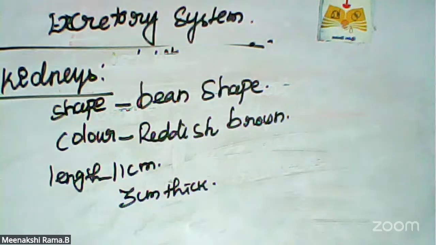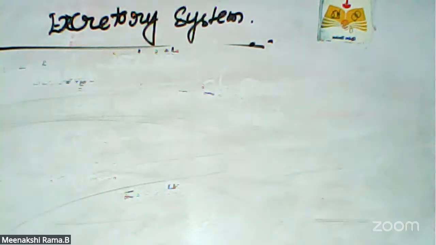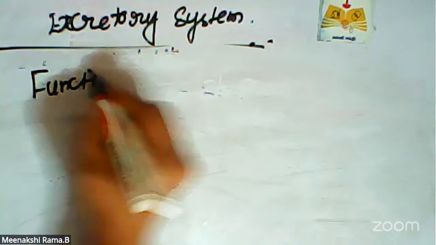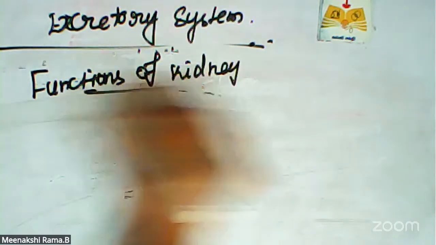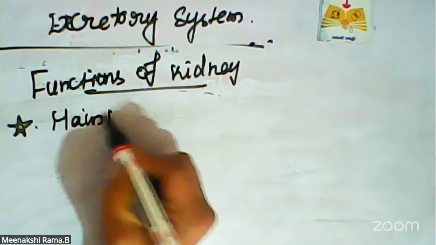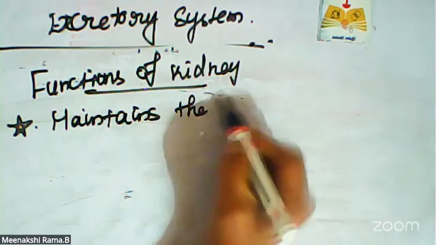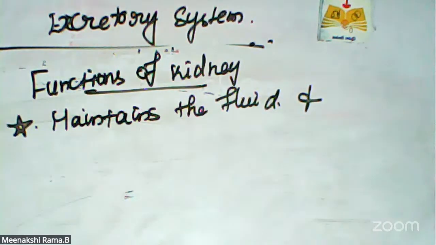Okay, so what are the main functions of the kidney? The main function of the kidney is that they maintain the fluid and electrolyte balance in our body.